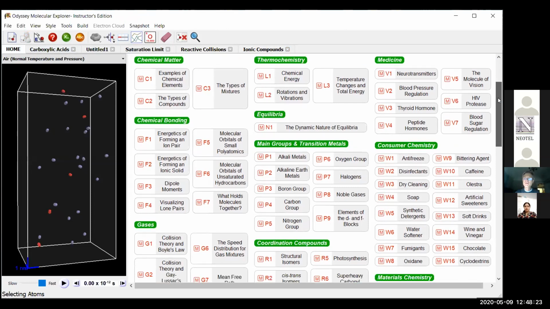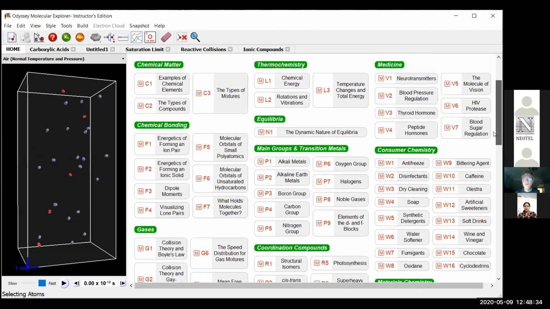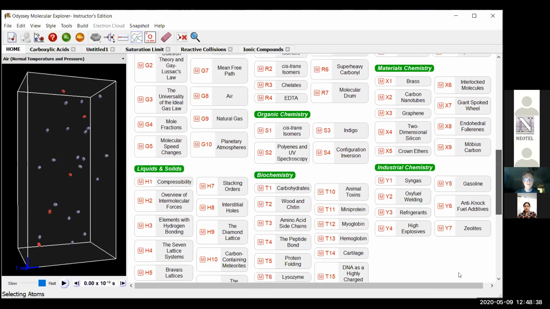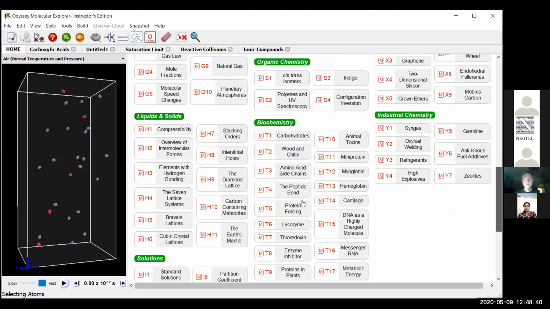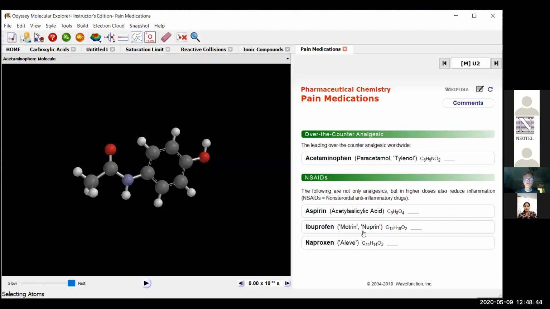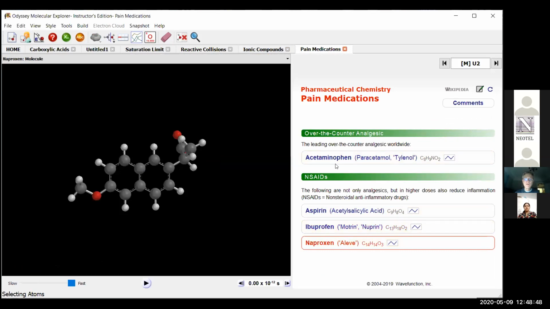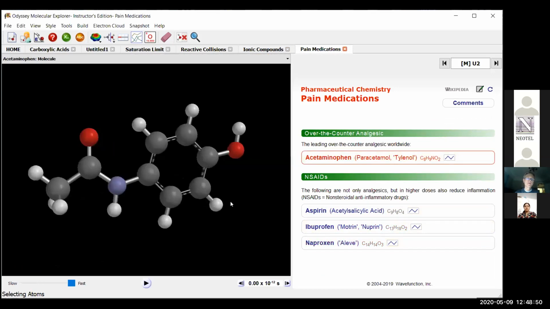This does not map directly on the standard sequence of a general chemistry book, but interesting topics from the real world of chemistry. If I go here to pharmaceutical chemistry, where's pharmaceutical? Down here. Top 10 prescription. If I go here to pain medications, let's say, here's aspirin, ibuprofen, naproxen, acetaminophen or paracetamol in India.